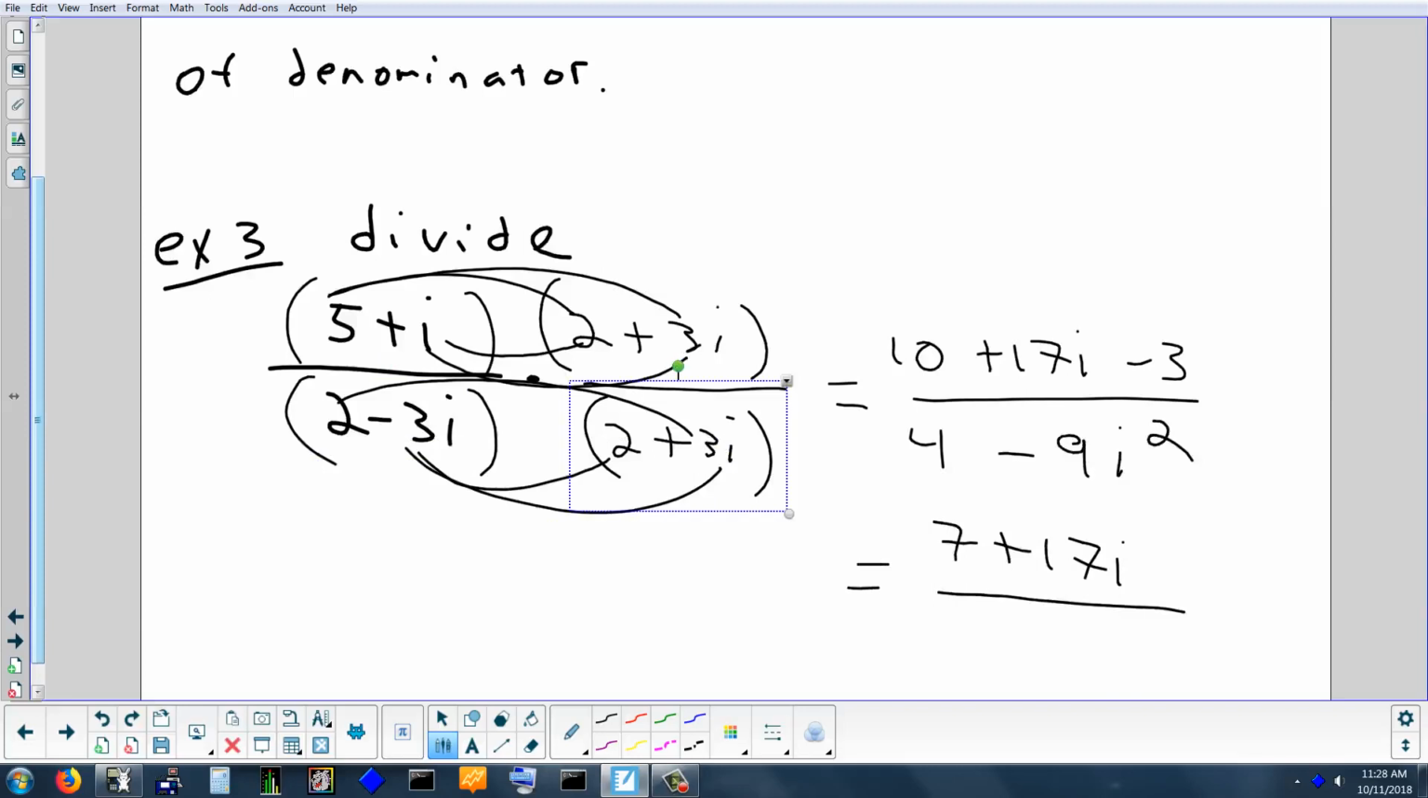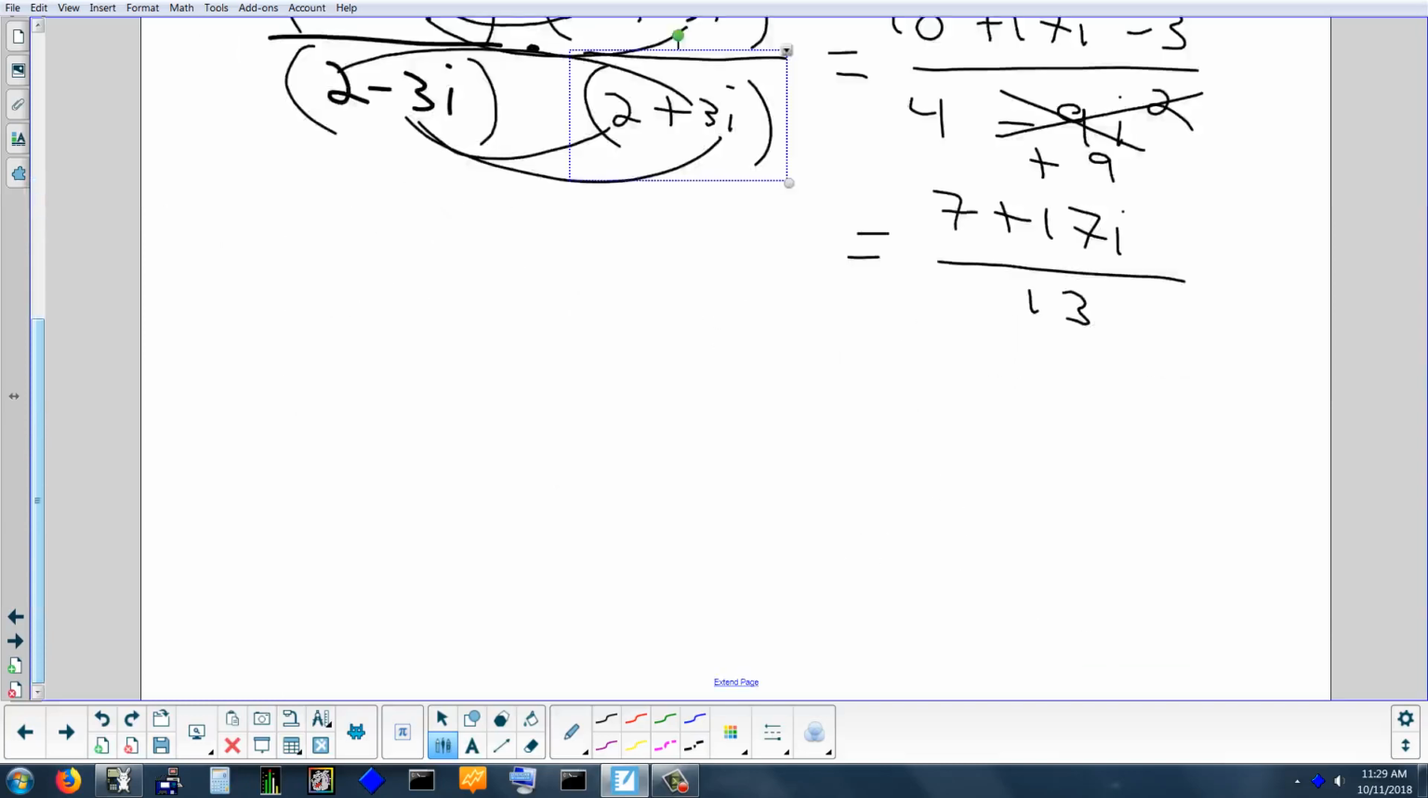Now in the bottom, I have 4 minus 9i squared. What's minus 9i squared? What number is that, Robin? Positive 9. That's really a positive 9. 9 plus 4, there's the 13 that I mentioned when we started. Now, the only thing you have to do is we generally don't leave it like that. That's not standard form. Standard form is real part and then a separate imaginary part.